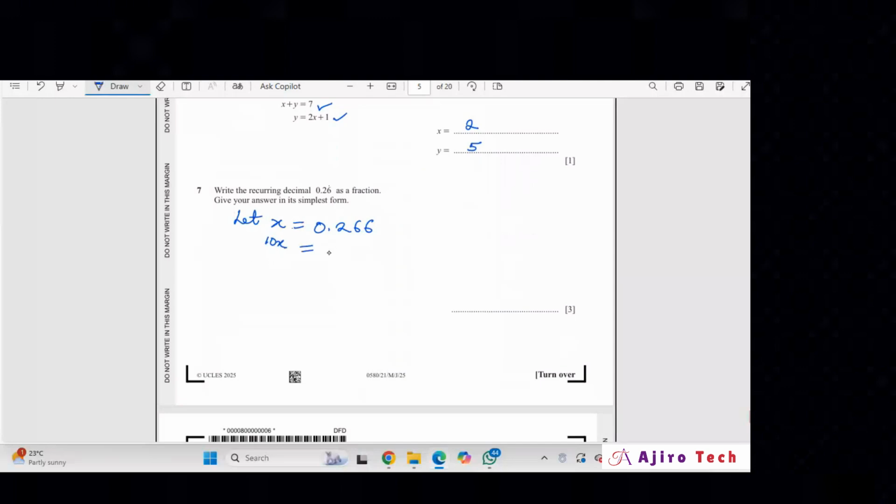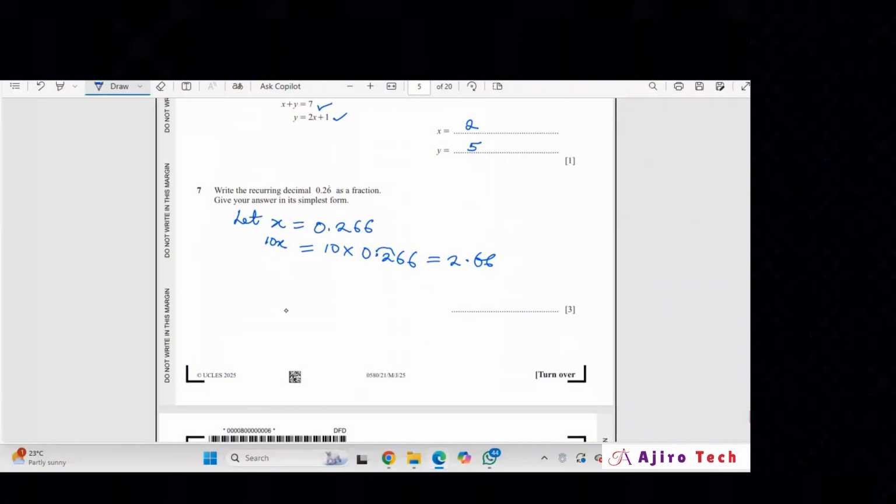Okay, if you multiply by 10, that is 10s now. 10s will give us 10 times 0.266. So if you are doing this now, it's going to be 2.66. How do you do it? Carry the point inside by the number of zeros. Since you have one 0, carry it inside one place. That will give you 2.66.